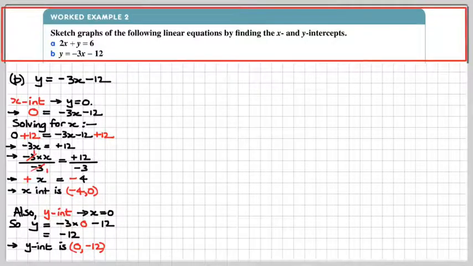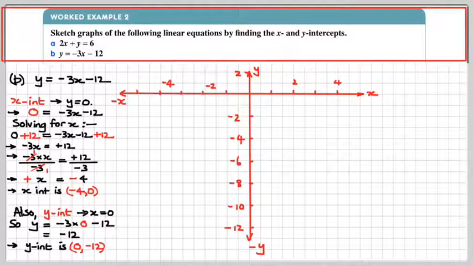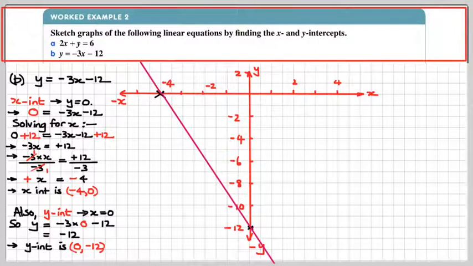Now, guys, we're ready to sketch away. There's a nice little graph all set up for you with scales and everything. Now let's put our intercepts on. There's the x-intercept, minus 4, y is 0. Here's our y-intercept, x is 0 and y is minus 12. Now all we've got to do is, two points make a line, guys, if it's a straight line, and we just join them up. Beautiful job.